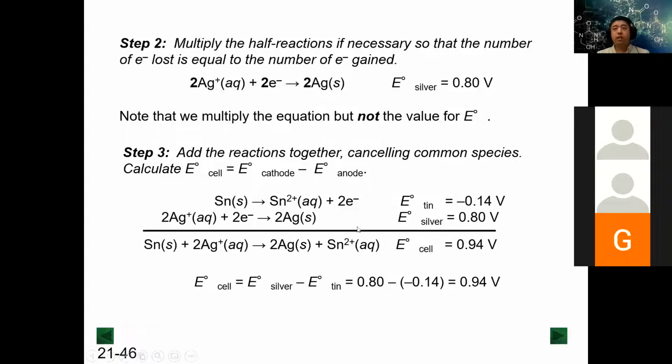Okay, with that said, I can now go ahead and say that it is 0.8 minus negative 0.14 gives me positive 0.94. That is my answer. And my equation is also balanced here. This was flipped over to the other side. Electrons are canceled out. This is on your left. This is on your right. Any questions up to this part?